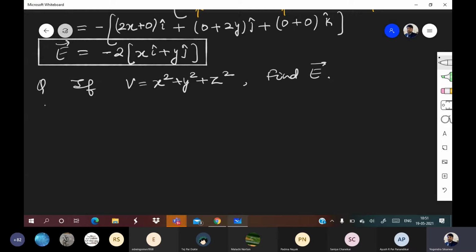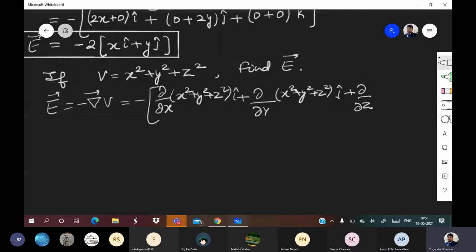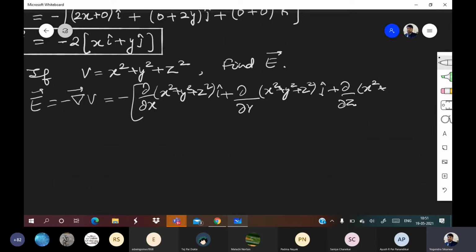So here, please pay attention. E vector will be minus del V, is equal to minus dou by dou x of x square plus y square plus z square i cap, plus dou by dou y of x square plus y square plus z square j cap, plus dou by dou z of x square plus y square plus z square k cap.